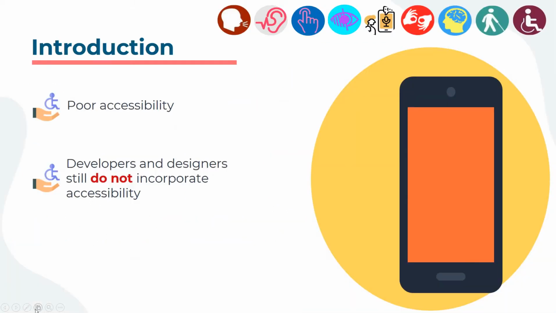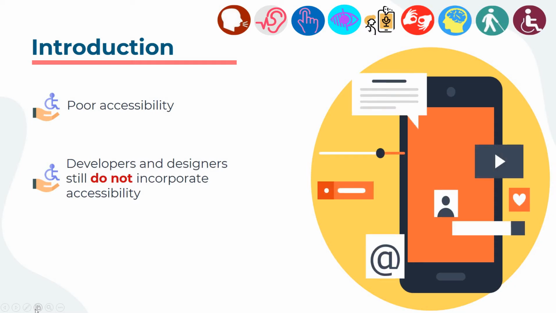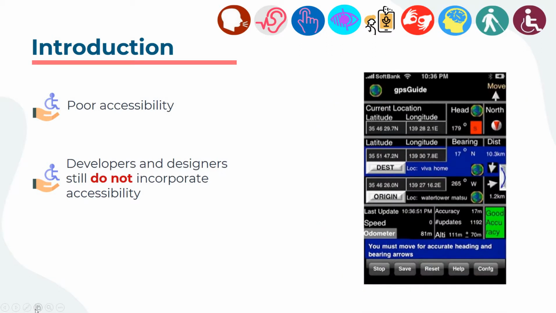Many mobile applications have poor accessibility, which makes it difficult for people with disabilities to use such applications. Several methods, tools, frameworks, and guidelines are used to support developers in creating accessible mobile applications. However, many software developers and designers still do not incorporate accessibility into their software development process due to lack of awareness and lack of resources.